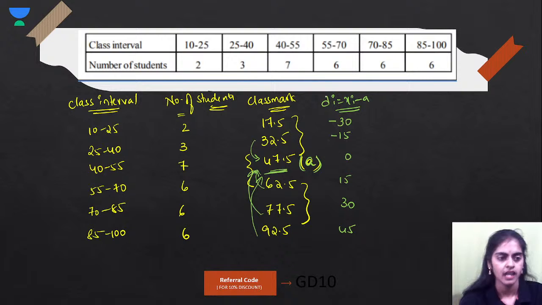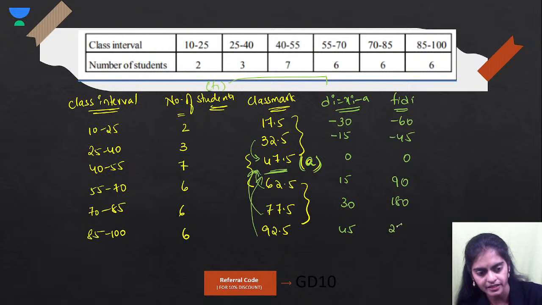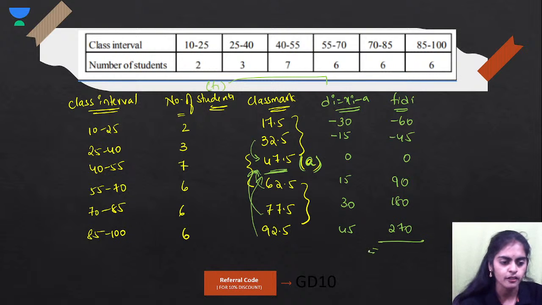So here, after finding di, this is fi, isn't it? Now you will multiply fi di. You just multiply fi di. So 2 into minus 30, minus 60. 15 into minus 15 is minus 45. 0 into anything is 0. 6 into 15, 90. 6 into 30, 180. 6 into 45, it's 270. So now you will find sigma fi di.